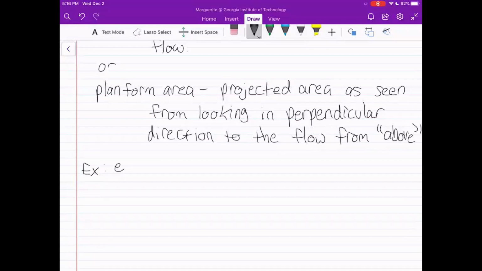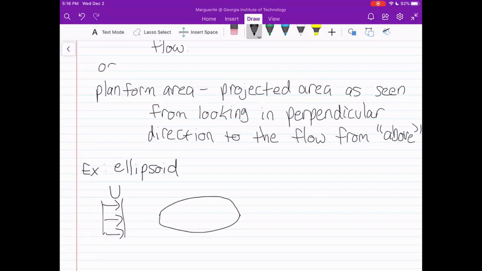So we're going to look at an ellipsoid. So we have a flow, U, and then we're going to have this nice ellipse. It's going to have a length L. This height dimension is D. And then B is the length into the page.